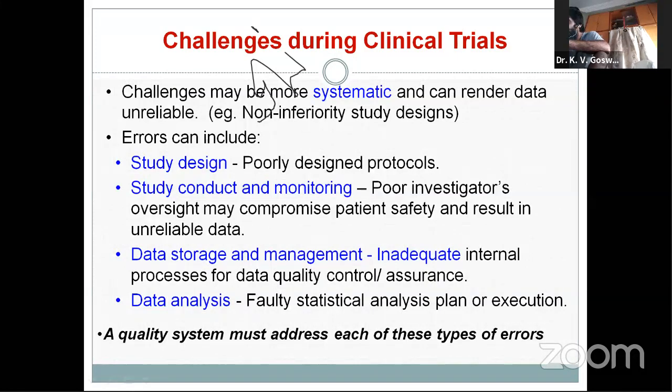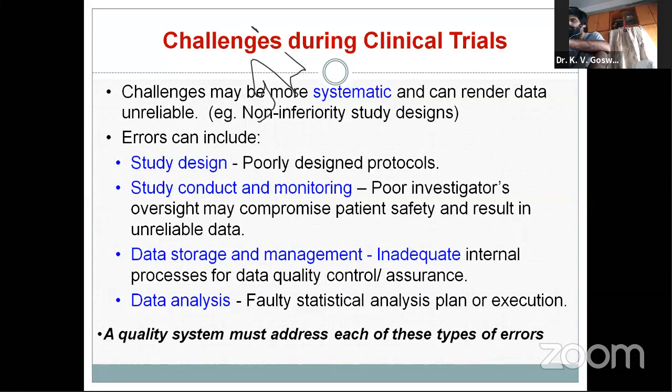And then there could be issues with the data analysis. So the statistical analysis could be faulty, and the statistical analysis plan does not really reflect what the protocol is saying. So therefore, there will be an issue with the data analysis. So all these types of errors need to be addressed with a good quality system.